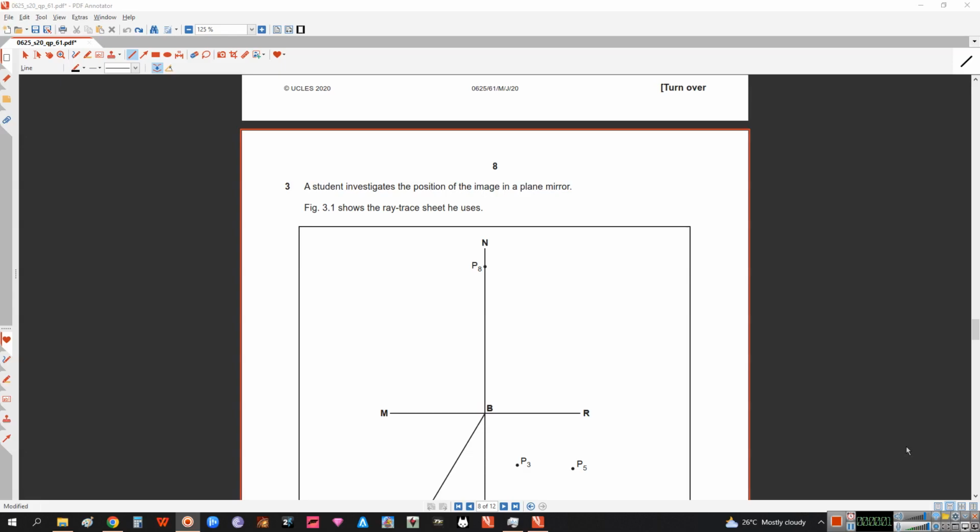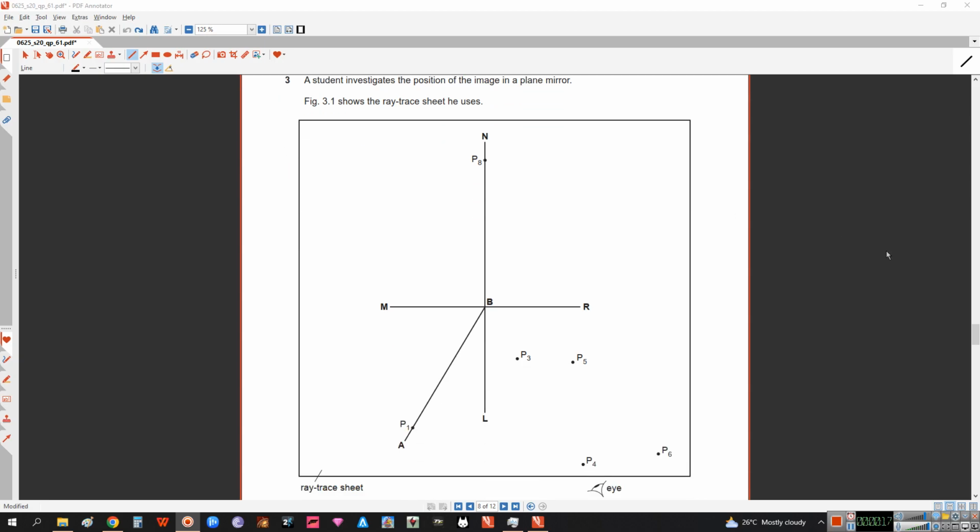Hello kids, today I will be solving a ray tracing diagram question from the ATP paper 6 of Physics 0625. This is the May-June 2020 paper. The paper variant is 6.1. This is question number 3, in which a student investigates the position of the image in a plane mirror.